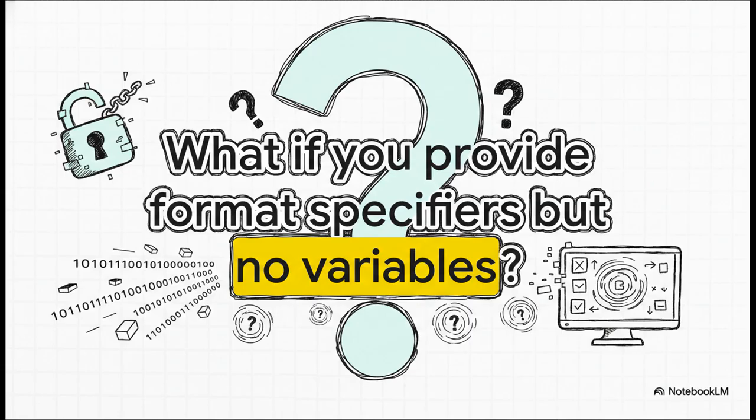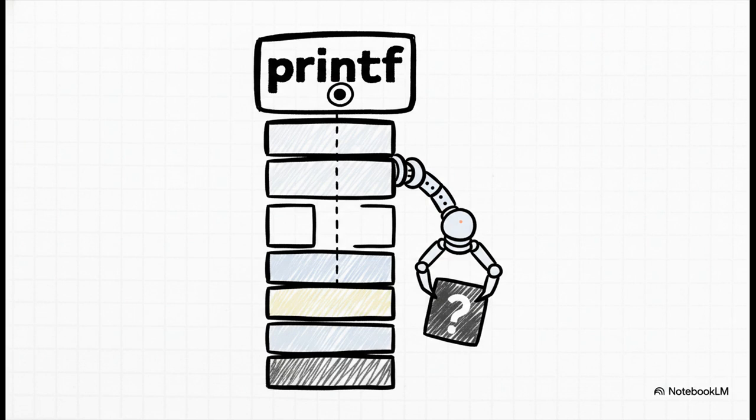What if an attacker's input is just a string full of these specifiers, like %x, %x, %x, but they don't give it any variables to fill those spots? You'd think, okay, the program's just going to crash, right? But nope, something way more interesting happens. So yeah, instead of just giving up and crashing, printf does something weird.